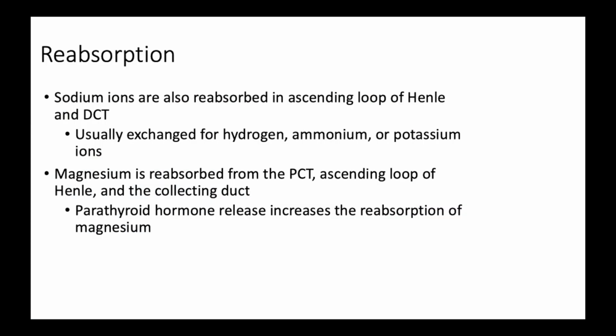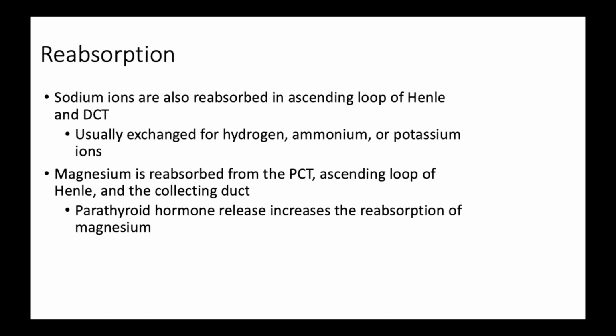Pretty sweet. Sodium ions are also reabsorbed in the ascending part of the loop of Henle and the DCT, where they are usually exchanged for hydrogen, ammonium, or potassium ions that are then secreted into the tubular filtrate. So they pick up the sodium and get rid of hydrogen, ammonium, or potassium ions. This exchange process is under the influence of aldosterone, which is the mineralocorticoid hormone produced in the cortex of the adrenal gland. Okay, it all goes back to the endocrine glands.